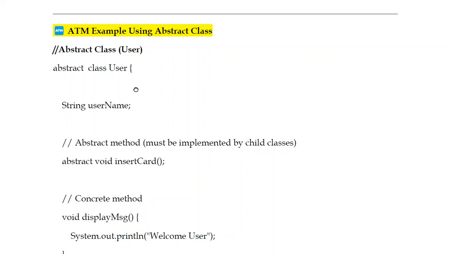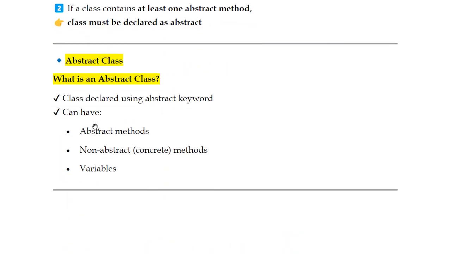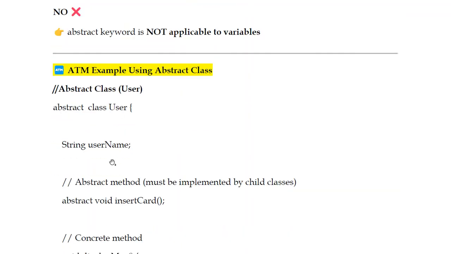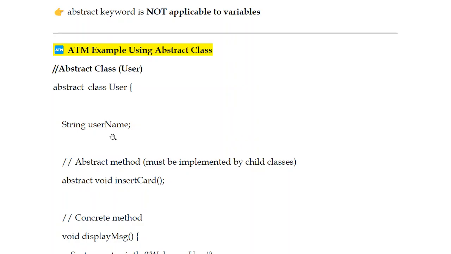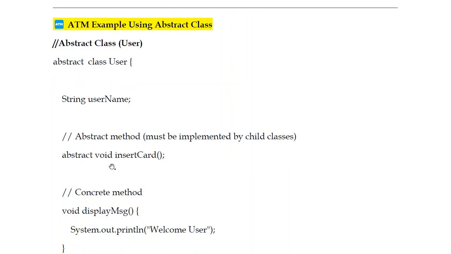First, try to understand the class name here: User. This class is called an abstract class because we are using the abstract keyword. This abstract class has three components. First, a variable, username. Next, an abstract method. There is no method body or implementation. We just declared abstract void insertCard. What does it mean? It must be implemented by child classes.